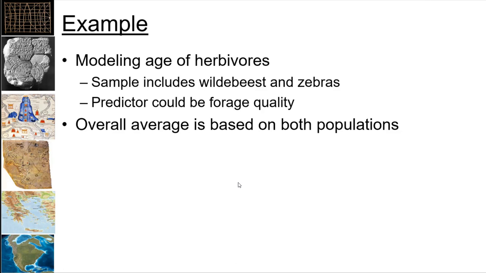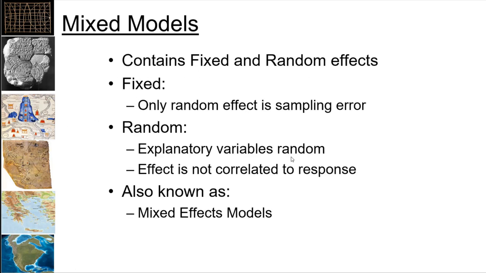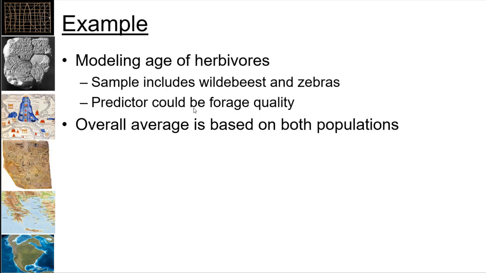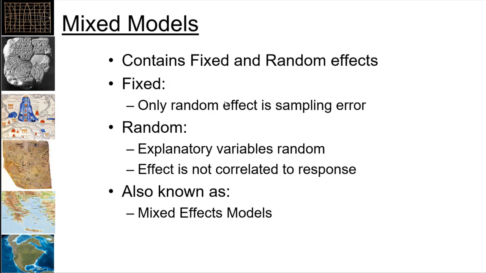So another example would be modeling the age of herbivores. If our sample includes both wildebeest and zebras, well, we might want to combine those because we get more predictive power, more data. But the predictor could be forage quality. The overall average is going to be based on all populations, but the wildebeest and zebra are going to have a little different behavior. So we'd want to model that with a 2-level. Okay, so just another potential example of natural resources.